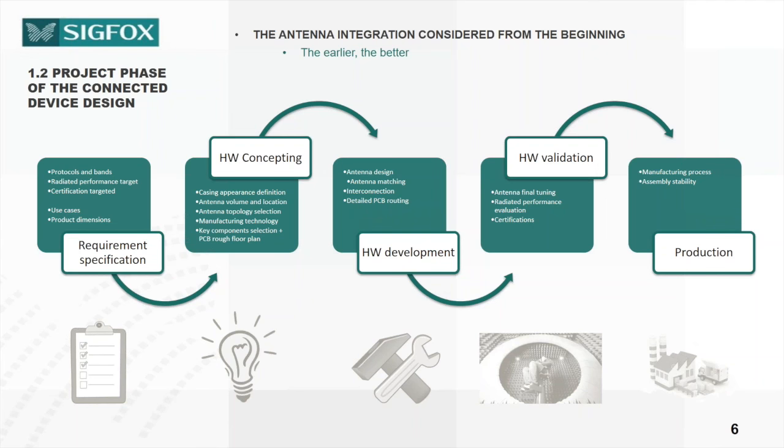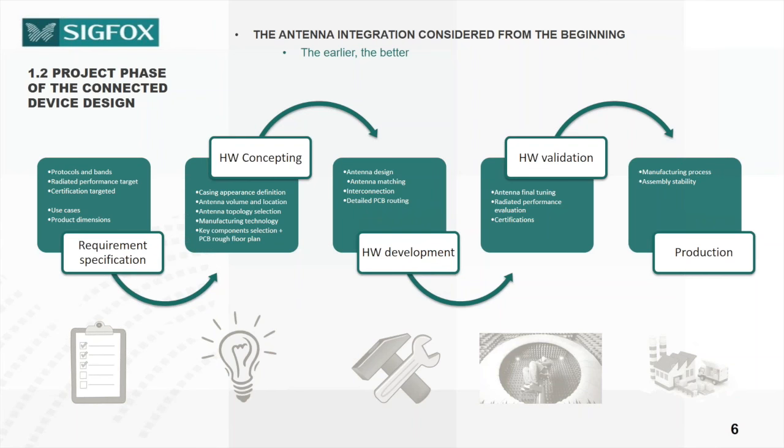Then you may want also to already set the target in terms of radiated performance. So, for instance, in SIGFOX we have different classes for devices. For instance, class 0 is the best with a very high radiated performance. Then you have class 1 that is a little bit lower and so on. So that's the right moment to set in which class you want to be, for instance.